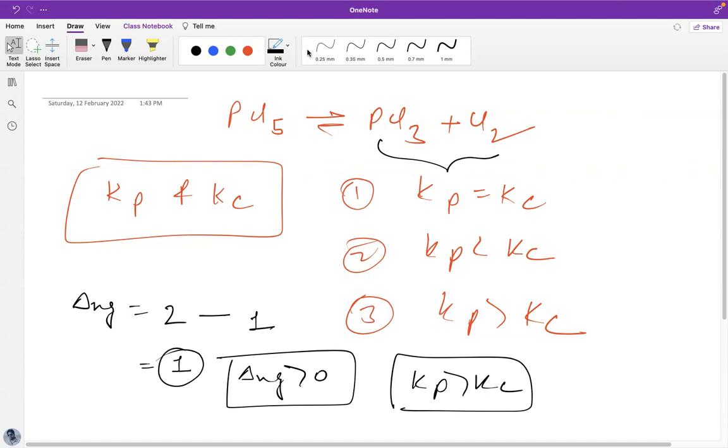No, no, no. It will be product mole minus reactant mole. You can see this is my product and there are 2 moles, one Cl2 and one PCl3. So 2, then the reactant is PCl5, which is 1. So 2 minus 1, which means 1. Any doubt? Please tell me.